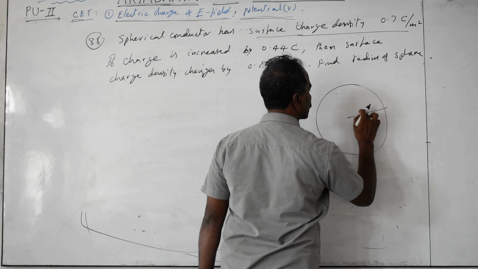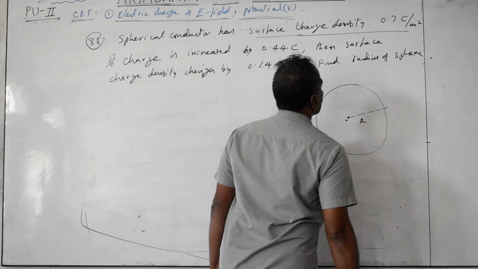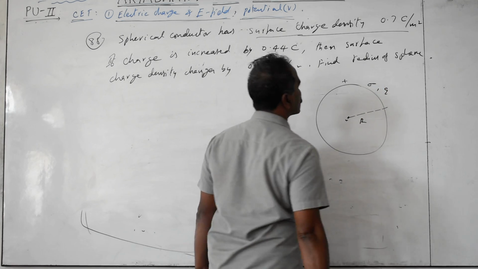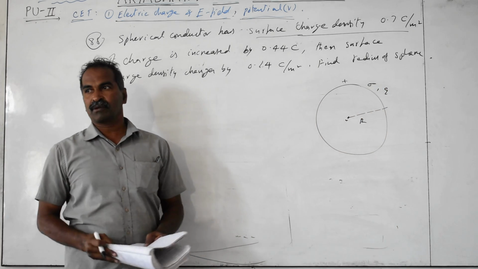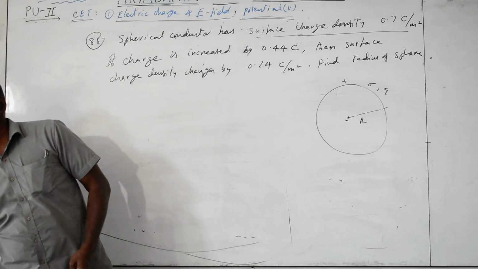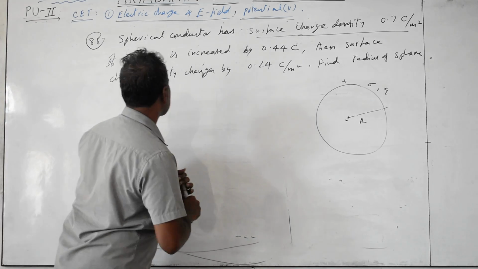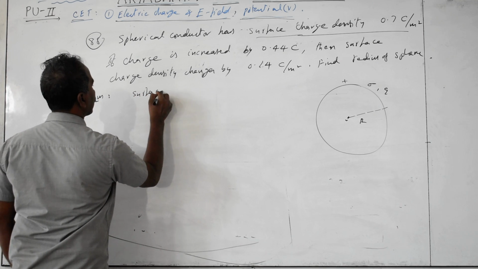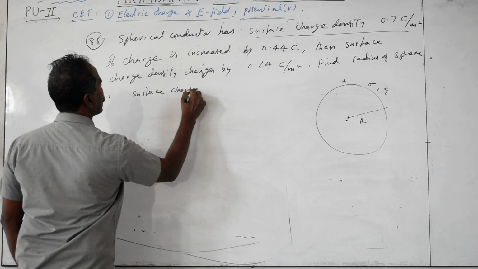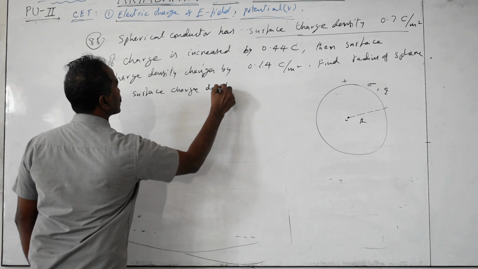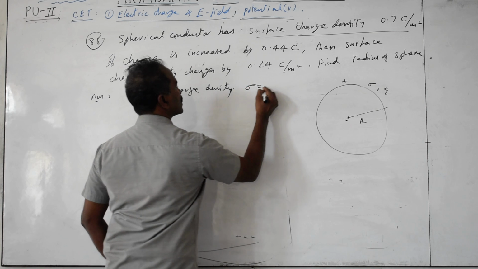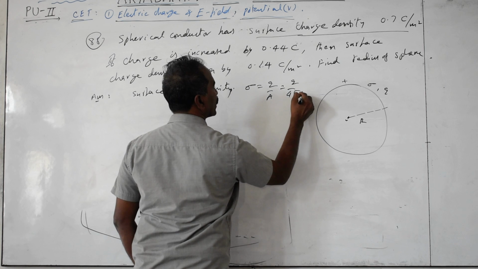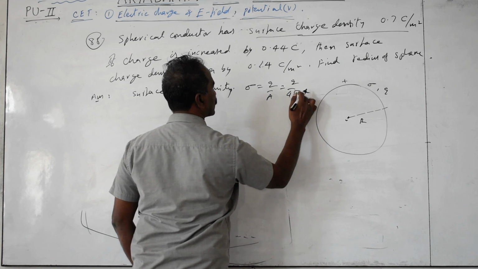Radius is r, and surface charge density is sigma here. Charge is q on the surface. Sigma is equal to q by A, where A is the area, 4 pi r square. So this is the basic formula for the surface charge density. Answer. Surface charge density basic formula is sigma equals q by A. Area of the sphere is 4 pi r square, so sigma is q by 4 pi r square.